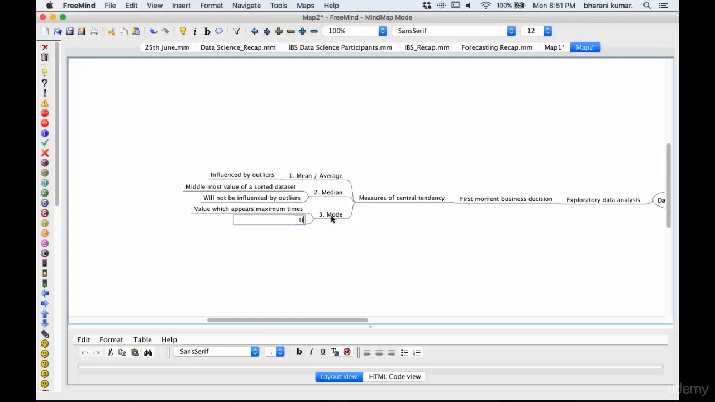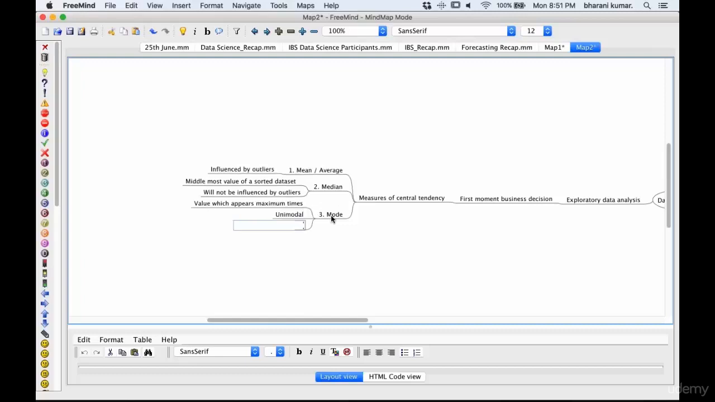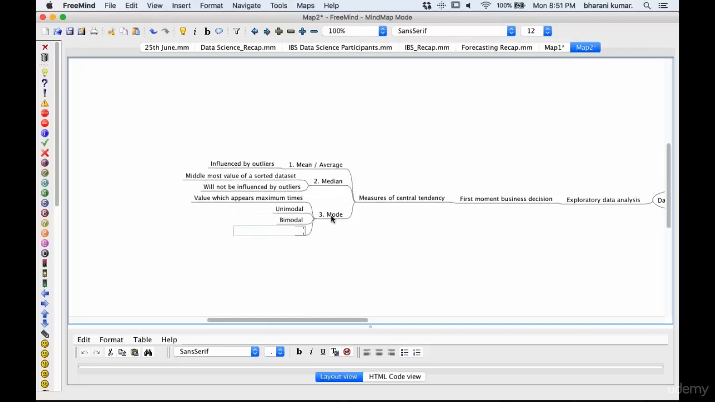If you have a single mode, it is called unimodal. If you have two modes, it's called bimodal. If you have greater than two, it's called multimodal. Presence of different modes explains that there could be outliers in your data.